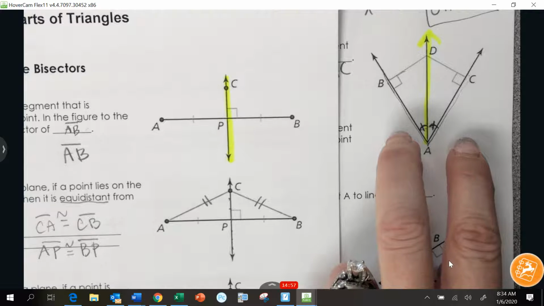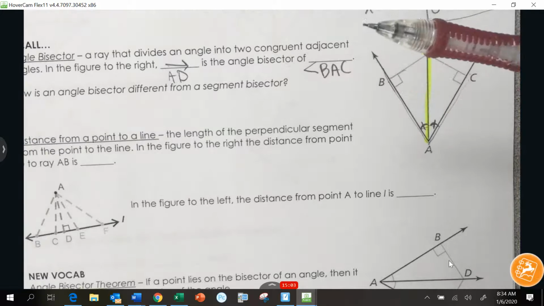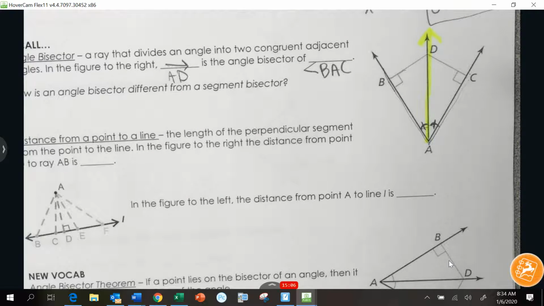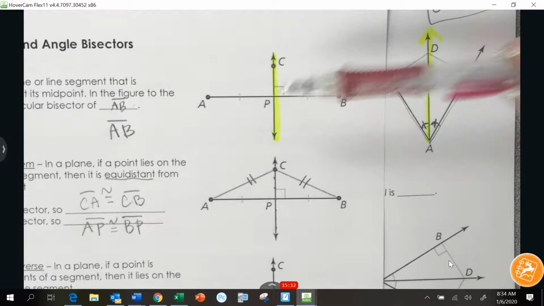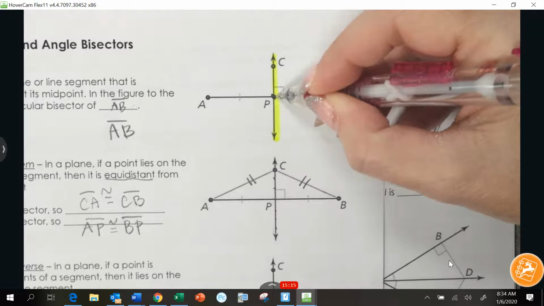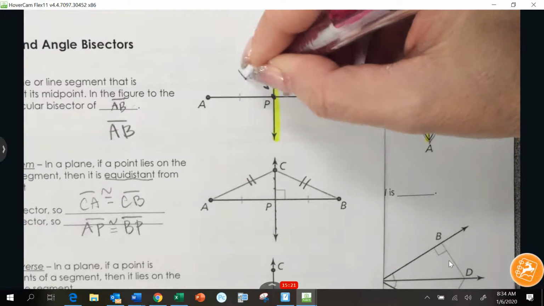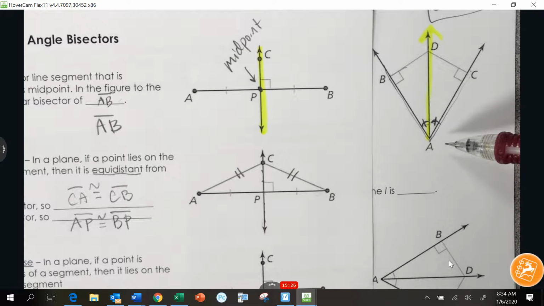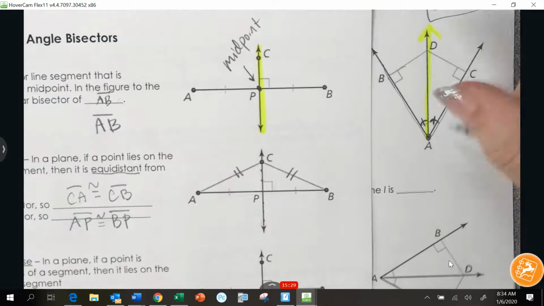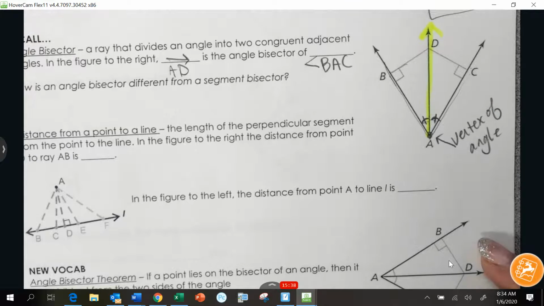You've got to use the words angle bisector or segment bisector. Okay? Another thing that you could say is that the segment bisector, what does it pass through? The what of the segment? It passes through the midpoint. This one over here does not have a midpoint. It's like the vertex of the angle. There's another way that they could be different, what they pass through.